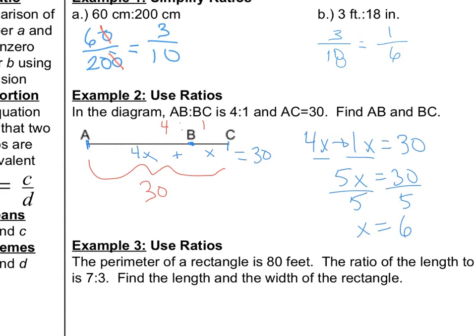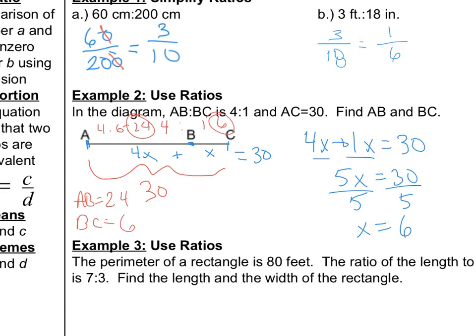No, because the directions ask us to find the length of AB and BC. So all you got to do is plug it back in here and here. AB was 4 times x, so 4 times 6 is 24, so AB is 24, and BC is x, so that's just going to be 6. So AB equals 24, BC equals 6.